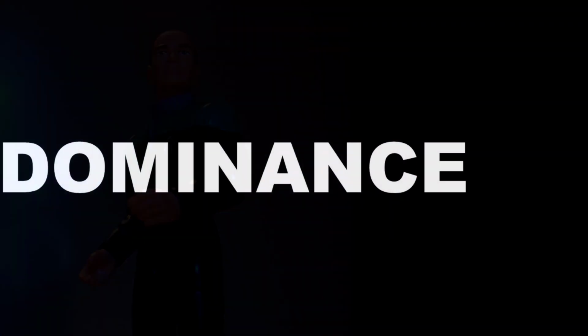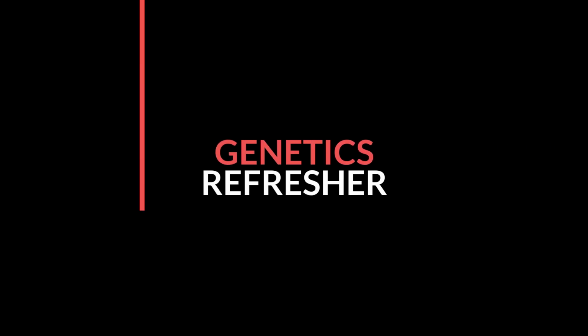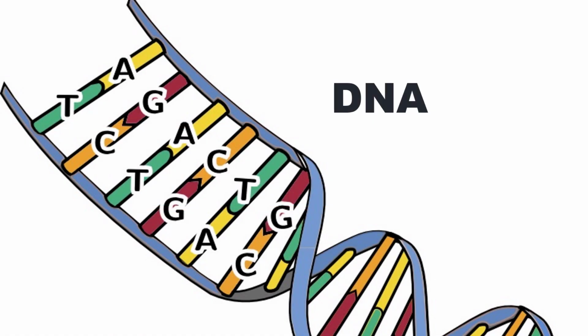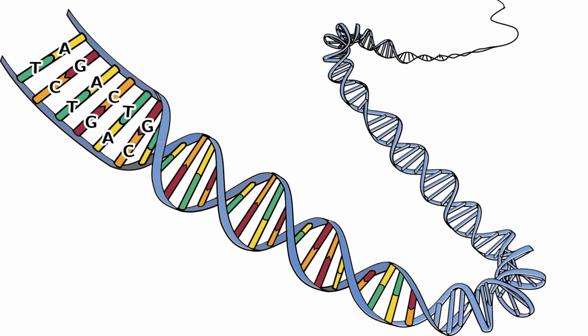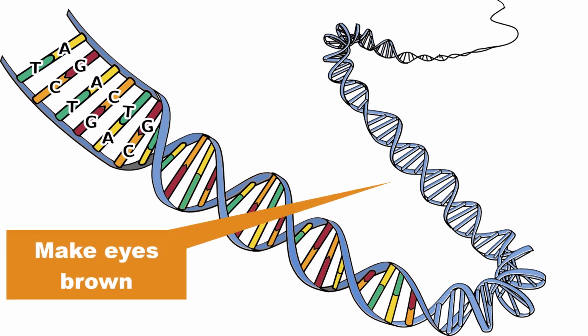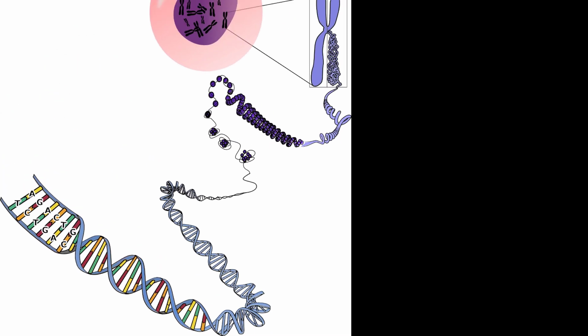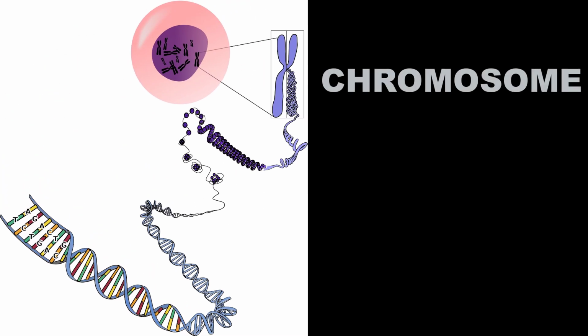So let's talk about genetic dominance. But first, let me refresh your memory on some basic genetics and inheritance. DNA is the hereditary material found in all life on Earth. Now, stretches of DNA that contain a message like "make eye color brown" are called genes. And genes are packaged together in long threads called chromosomes.